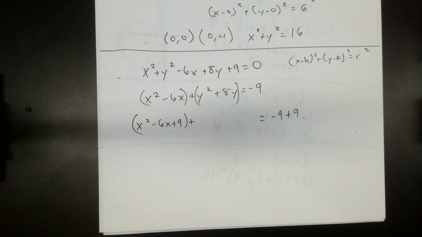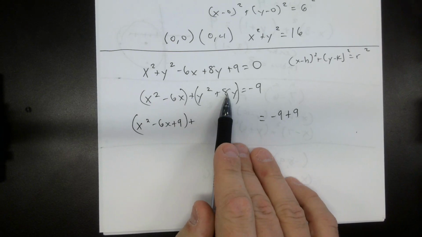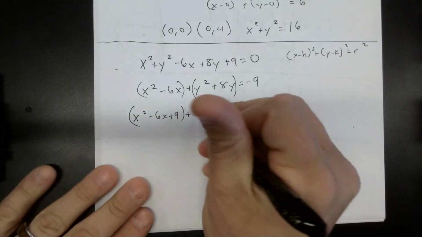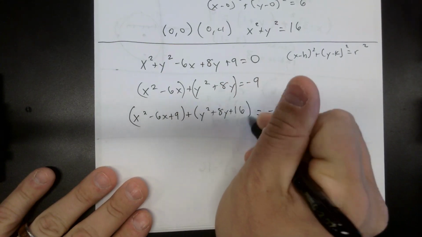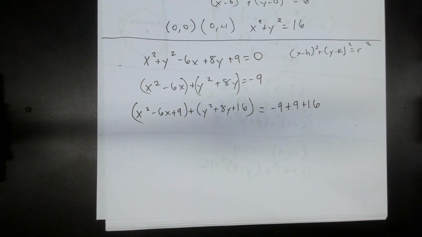Then we're going to do the exact same thing to the y's. Yeah, so we're going to take 1/2 of 8, which is 4, squared, as Juliana said, is 16. So we're going to have y squared plus 8y plus 16, and then we're also going to have that over there. Because what you do to one side of an equation, you have to do to the other, right?